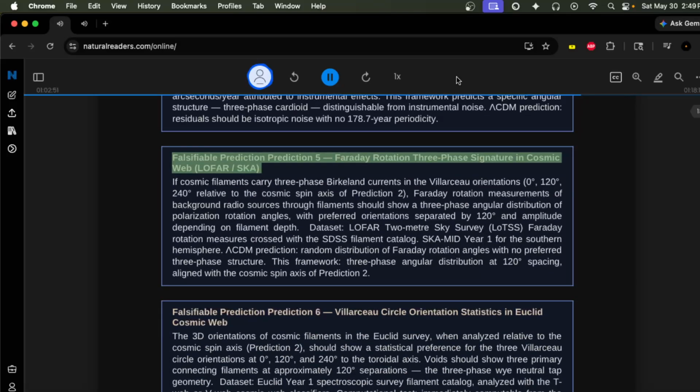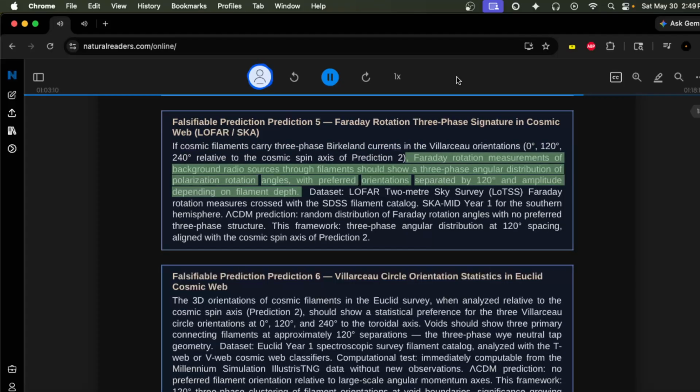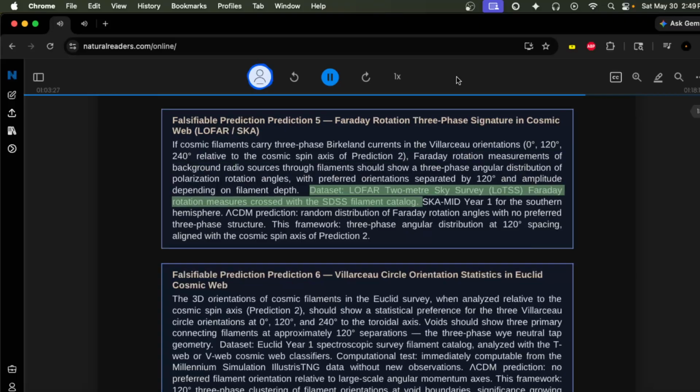Falsifiable prediction. Prediction 5, Faraday rotation three-phase signature in cosmic web. If cosmic filaments carry three-phase Birkeland currents in the Villarceau orientations, Faraday rotation measurements of background radio sources through filaments should show a three-phase angular distribution of polarization rotation angles, with preferred orientations separated by 120 degrees in amplitude depending on filament depth.